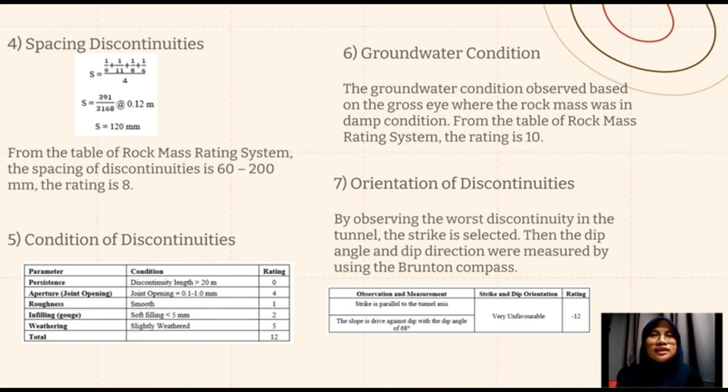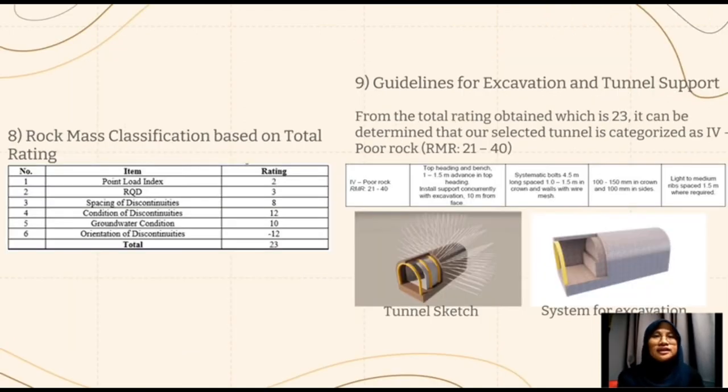So, the result is the strike is parallel to the tunnel axis and the slope is driven against dip, with a dip angle of 68 degrees. So the strike and dip orientation is very unfavorable, so the rating is negative 12. Next, the rock mass classification was determined based on the total rating of 10.